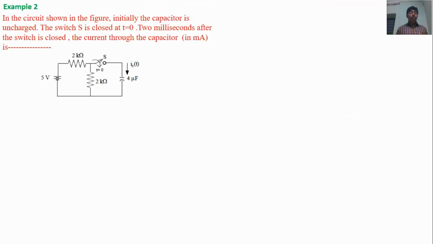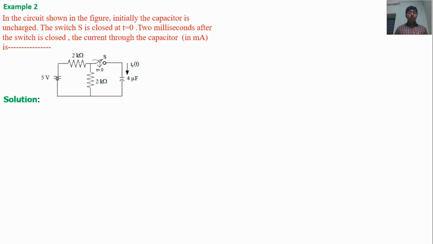Let me solve a problem. This question was asked in GATE 14 Triple department. Initially, the capacitor is uncharged. There is no charge on the capacitor. At t is equal to 0, the switch position is changed to closed. Then there will be a current flow at 2 milliseconds. What will be the current flow through the capacitor?